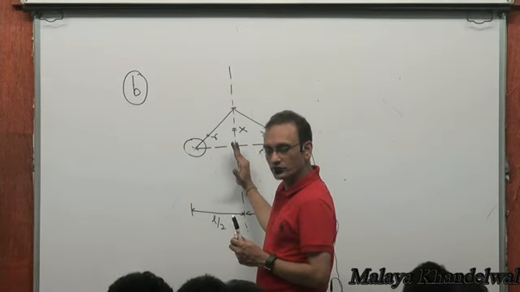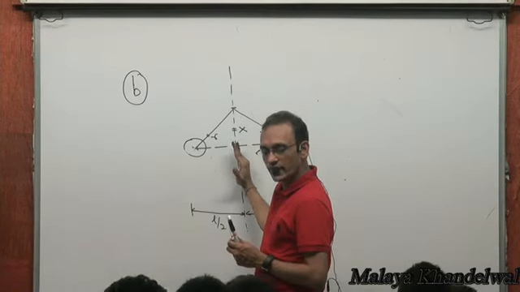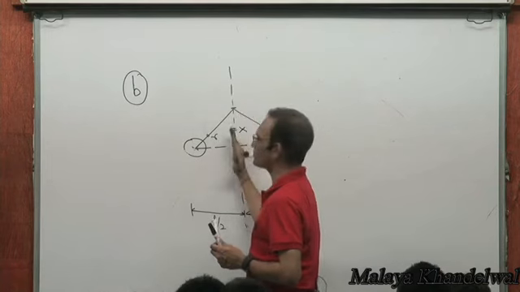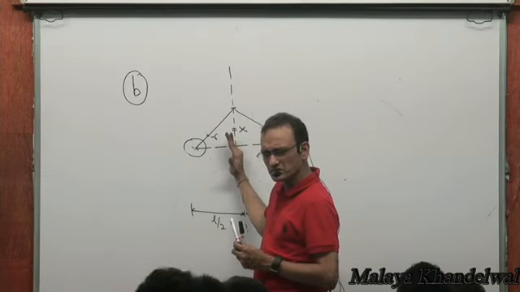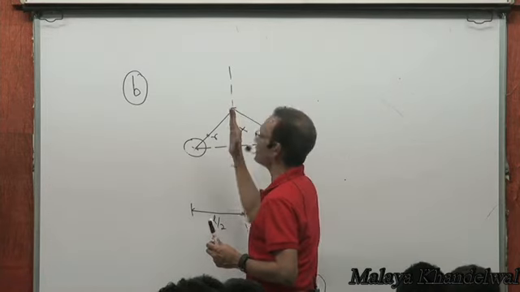Otherwise, why would it not be symmetric? It is running parallel to the two lines of charge. The symmetry plane also goes into the board. It's going into the board only like this.